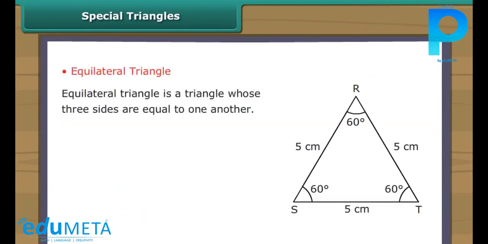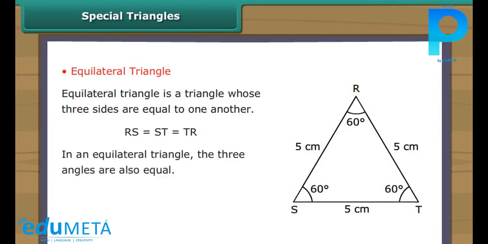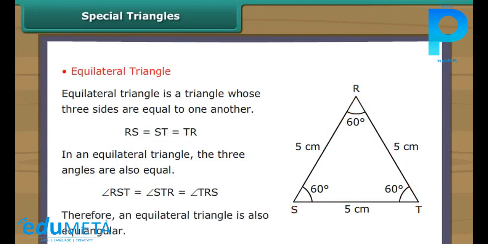An equilateral triangle is a triangle whose three sides are equal to one another. In triangle RST, RS is equal to ST, which equals TR. In an equilateral triangle, the three angles are also equal. In triangle RST, angle RST is equal to angle STR, which equals angle TRS. Therefore, an equilateral triangle is also equiangular.